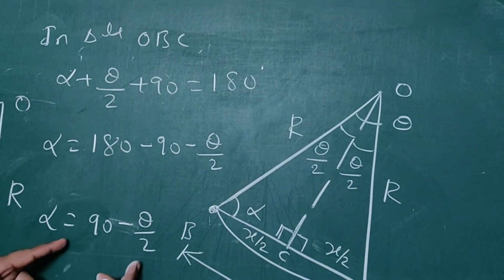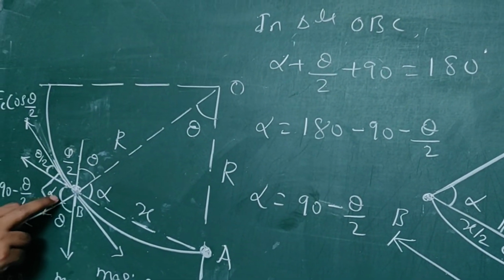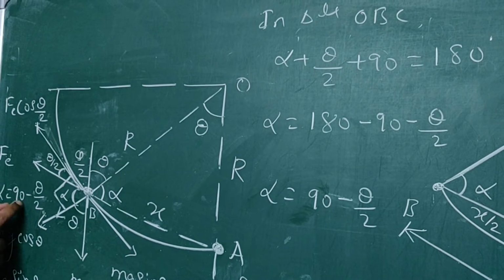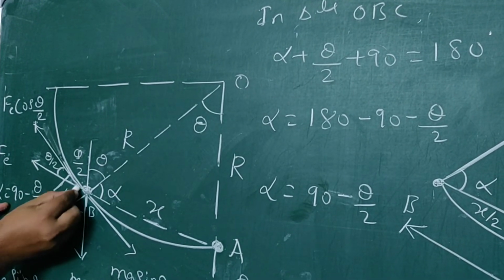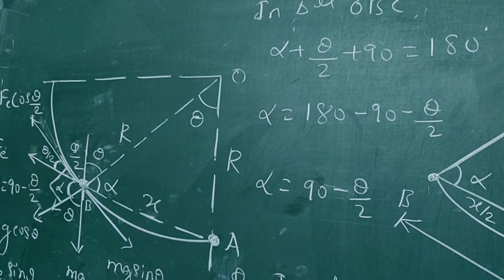The same value of alpha I am using in this diagram. Here you can see, this is alpha. This is alpha. The value of alpha is 90 minus theta by 2. If this angle is 90 minus theta by 2, then the remaining angle should be equal to theta by 2.